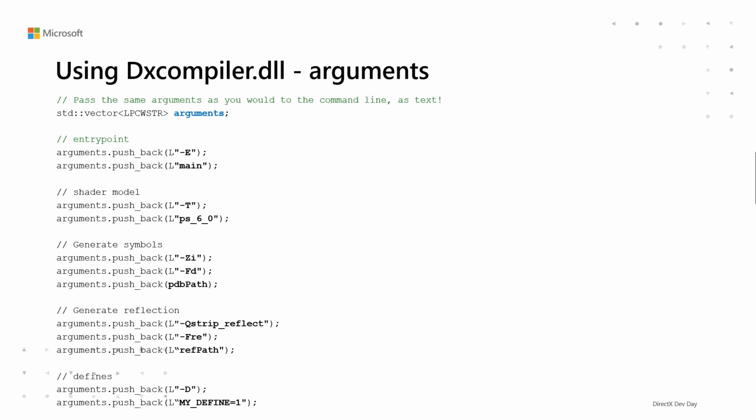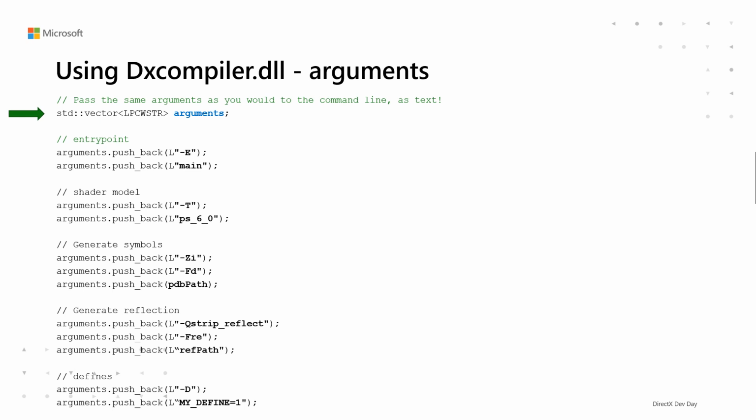In this example, we have a simple vector of strings, which we're going to use for arguments. The first one is -E for entry point, which is main. The next is -T for target, pixel shader 6.0 in this example. Next, I'm going to ask the compiler to generate debug symbols with -Zi, and I'm going to give it a path to those symbols with -Fd and then the PDB path.